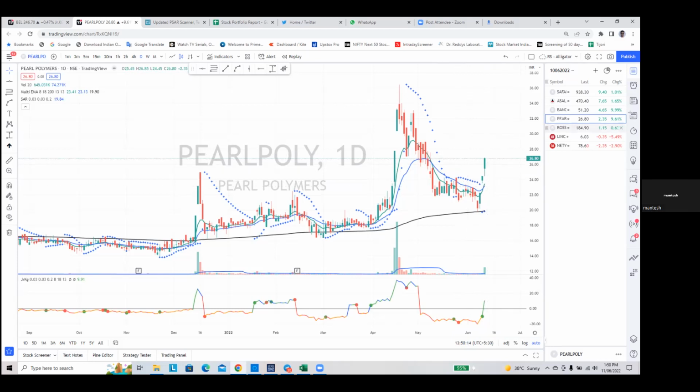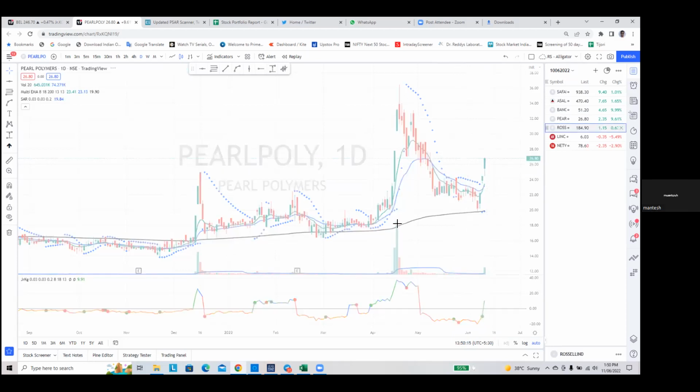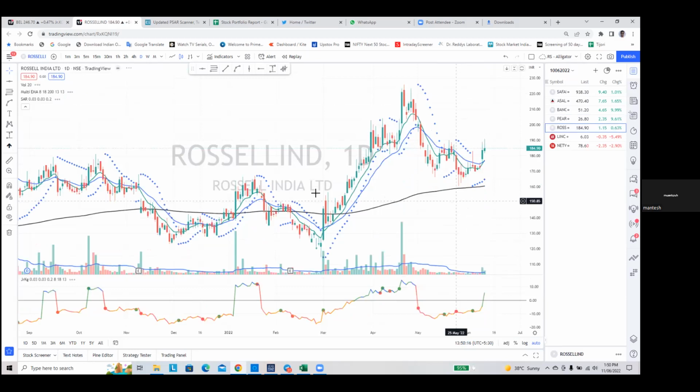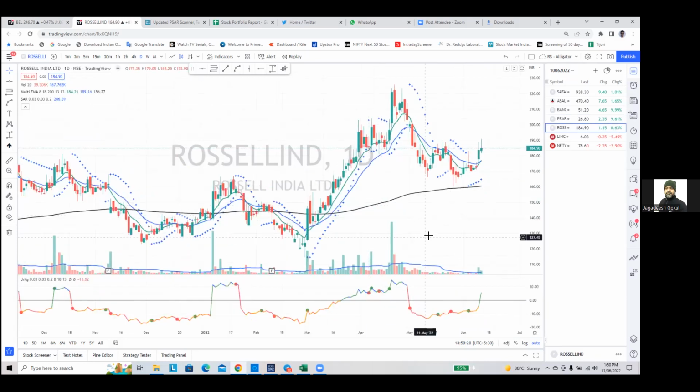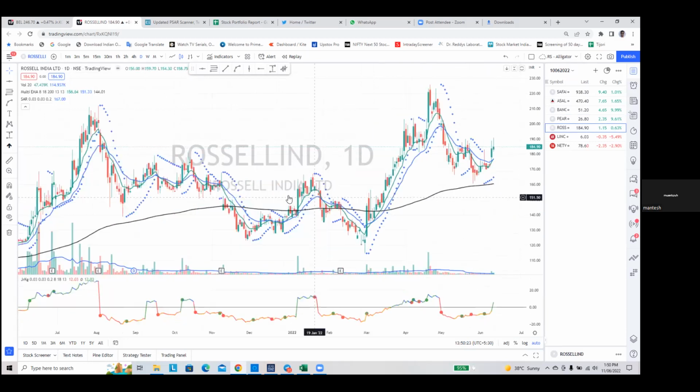I would suggest. The next one is Russell India. See, this is the perfect structure, you know. Nothing unusual I'm seeing here. It's a very good setup.